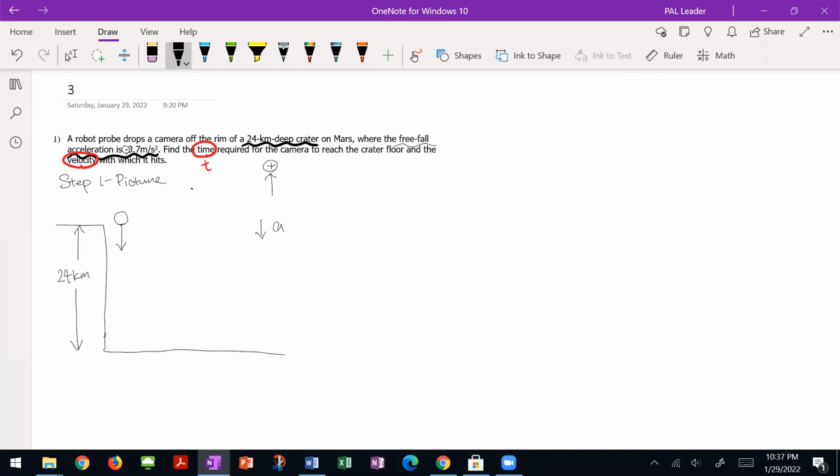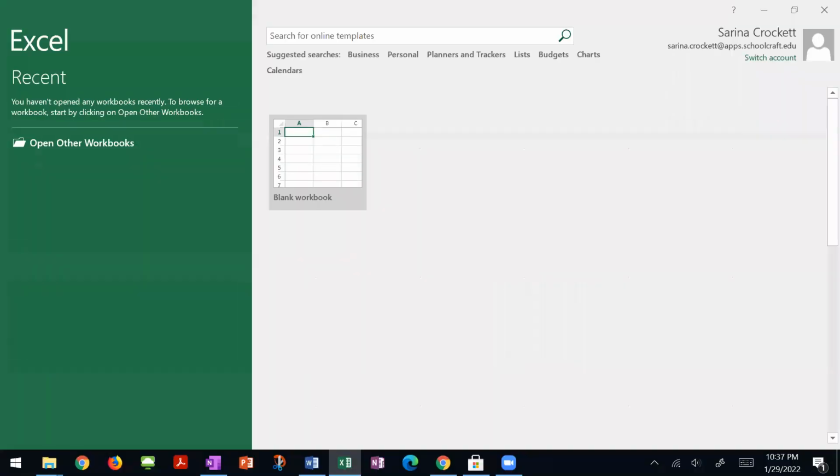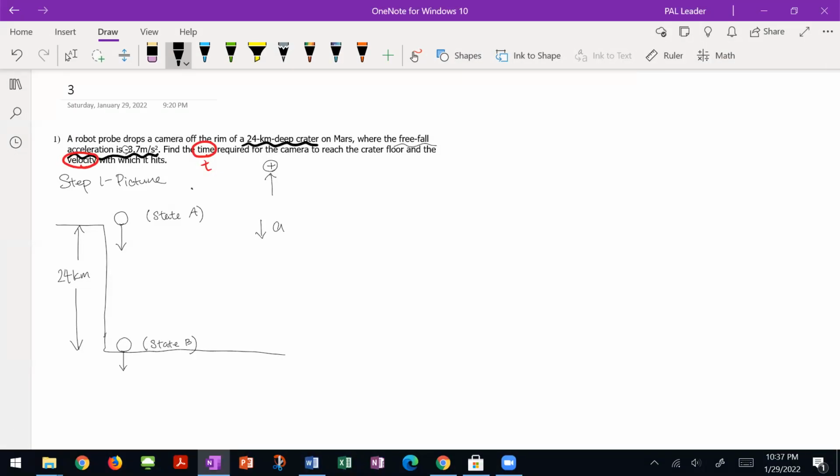So how is our camera going to move? It's pretty obvious. It's going to come down here, and it's going to have a velocity. I'm going to call this starting point state A and the ending point state B. So what do we know about state A?